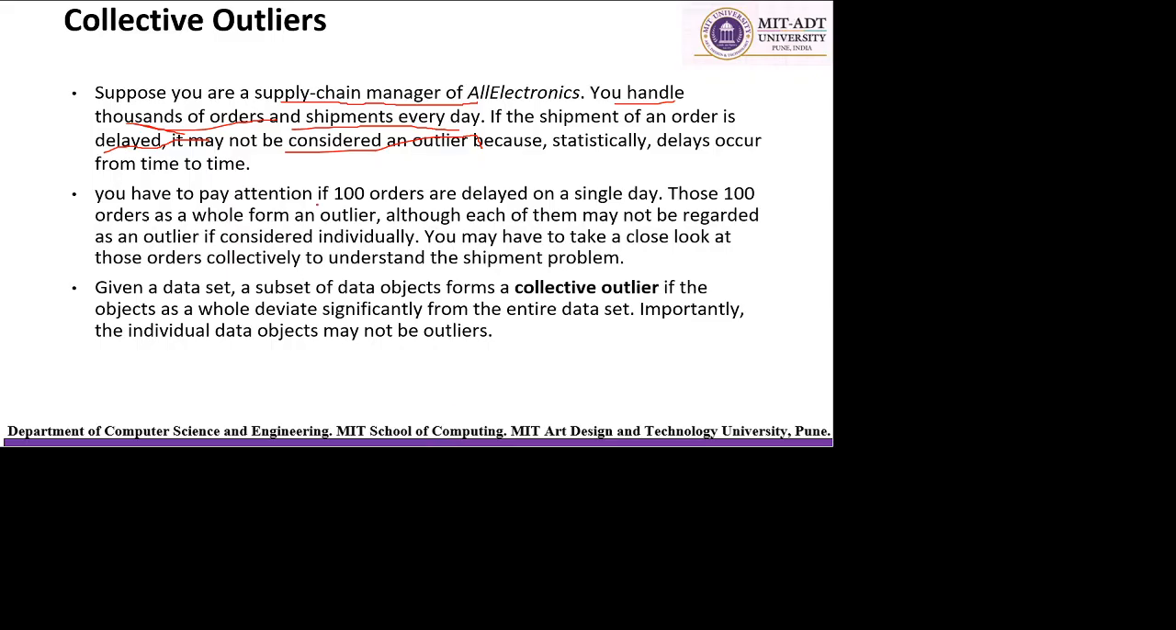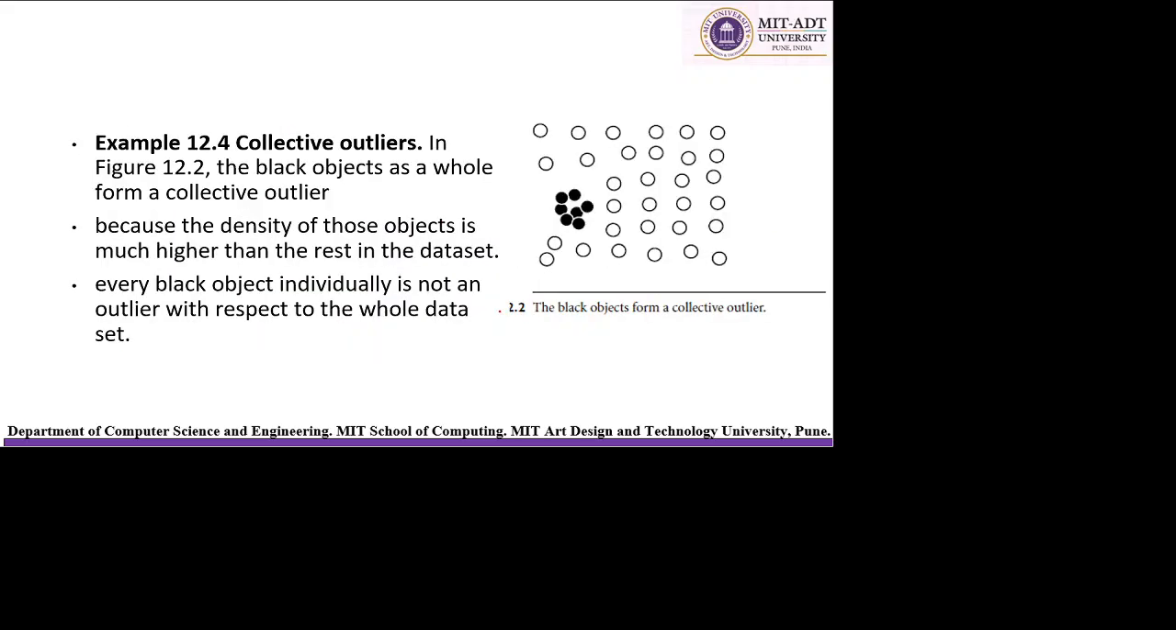But if it happens that 100 orders are delayed in a single day, this may not be a normal case. So we can consider it as a collective outlier. Given a data set, a subset of data objects forms a collective outlier if the objects as a whole deviate significantly from the entire data set. So in this case, we are not considering the individual data object. An individual data object cannot be an outlier.